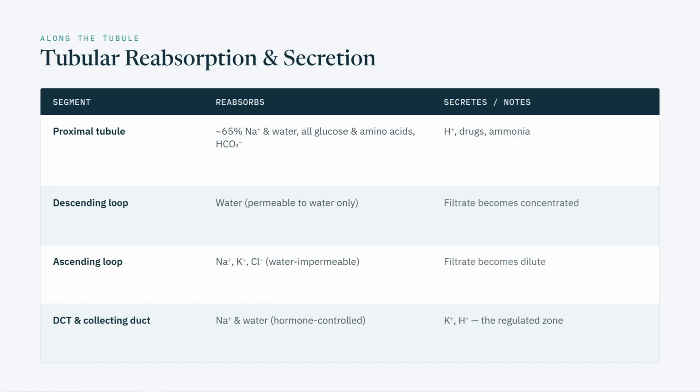Then the distal tubule and collecting duct are the regulated zone. This is where hormones make fine adjustments to sodium and water, and where potassium and hydrogen ions get secreted. So the front end does bulk recovery on autopilot, and the back end does the precise hormone-controlled tuning. Keep that division in mind. It's why the same hormones keep showing up at the distal nephron.